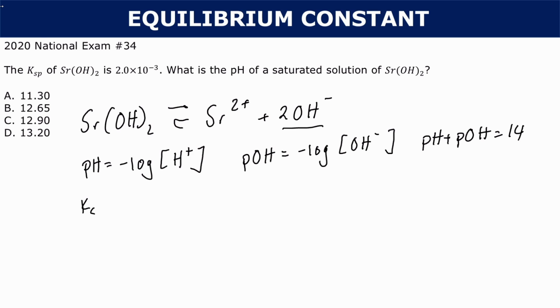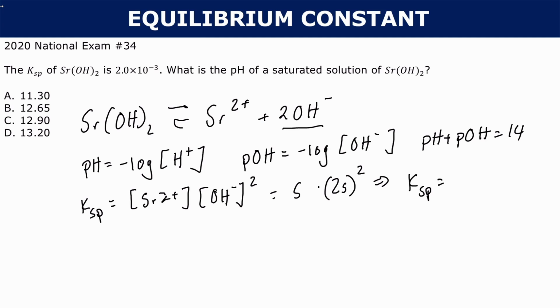Now, we know that KSP is going to equal the concentration of Sr2+ times the concentration of OH minus squared. And what we can do with that is substitute values for the amount that dissociates. So we can say that the amount of Sr2+ that dissociates is just going to be S. And if that is S, well, the amount of OH that's going to dissociate is going to be 2S. But remember, this 2S value is squared. So essentially, we have that KSP is going to equal 4S cubed. And S is just going to represent this placeholder for whatever value of Sr2+ is going to dissociate.